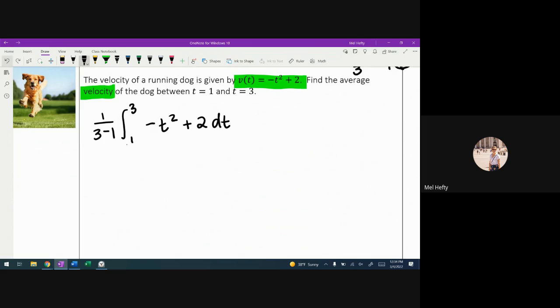All right, let's see if we can integrate one more time. I'm gonna leave this 1/2 out in front. What is the integral of negative t squared? All right, negative 1/3 t cubed. What about 2? So raise the power by 1 and then divide by the new power. Antiderivative, yep.